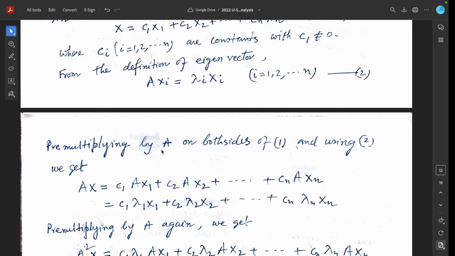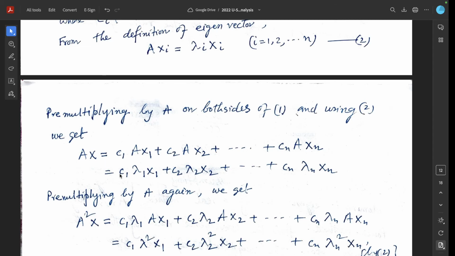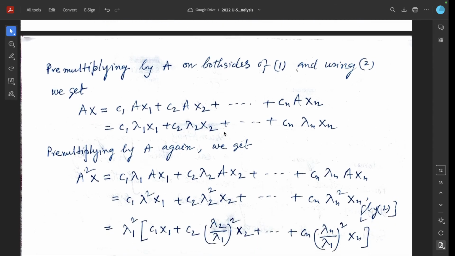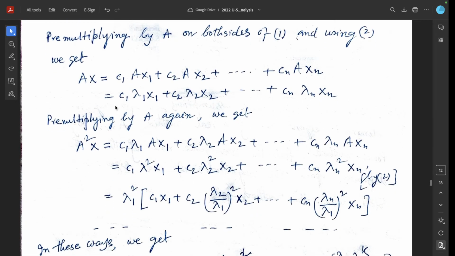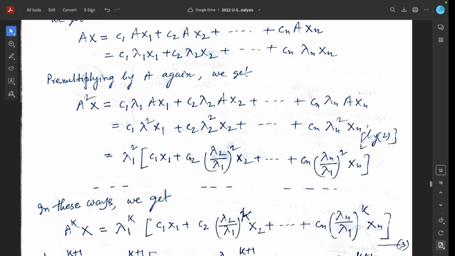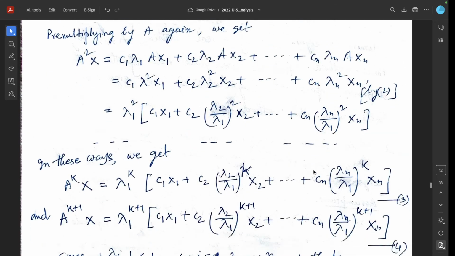Pre-multiplying by A on both sides of equation 1 and using 2, we get Ax equal to c1 lambda 1 x1 plus ... plus cn lambda n xn. Again pre-multiplying by A, we get A squared x equal to c1 lambda 1 squared x1 plus c2 lambda 2 squared x2 and so on. Taking common lambda 1 squared, we find this.